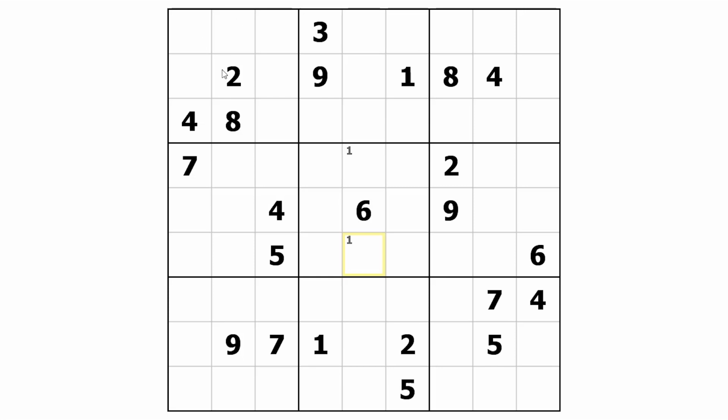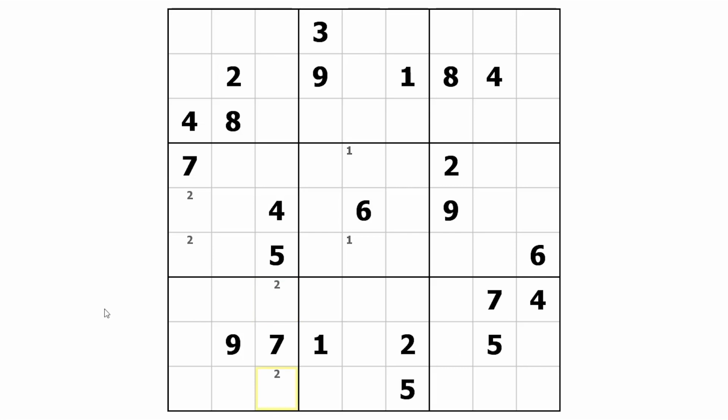Because of this 2 up here in block 1 and this 2 over here in row 4, we can enter a conjugate pair in those 2 cells. One of those 2 2s must be true. And now, since those 2 2s dominate column 1 and this one dominates column 2, we know we can enter another pair of 2s down here in these 2 cells, okay?